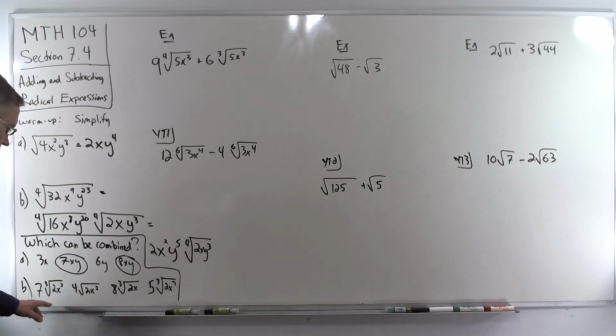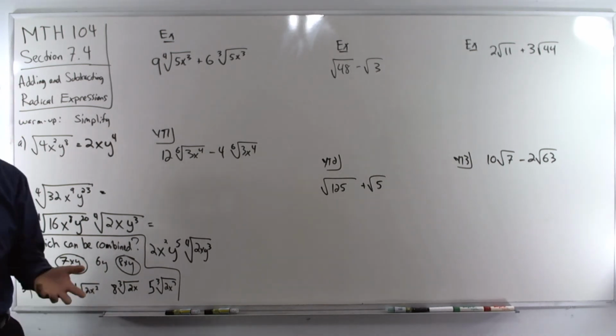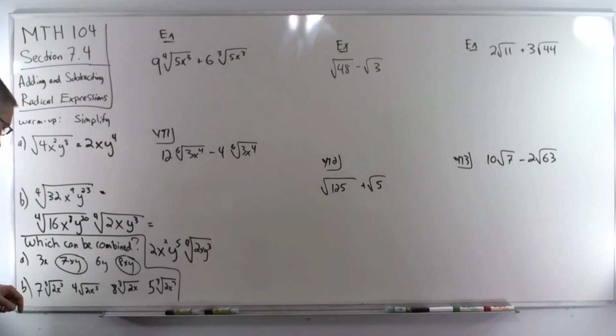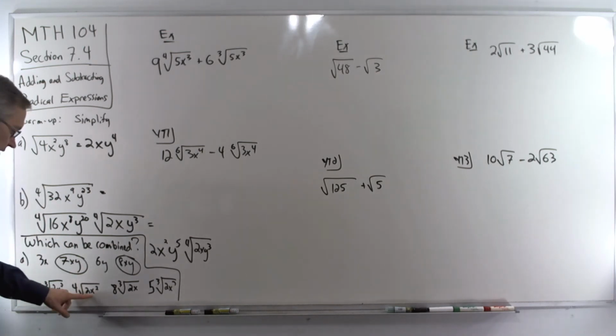Well, the same idea holds for radicals. We can add and subtract those together, but they have to be like terms. They have to be exactly the same. So we have to look at both the radicand, which is the expression underneath the radical, and we also have to look at the index. Those must be the same. The coefficients do not have to be the same.